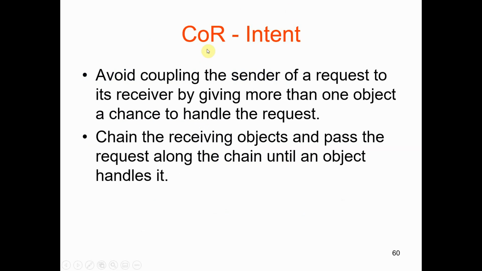Okay, let's see the chain of responsibility. First, let's look at the intent. Here, you try to avoid coupling the sender of a request to its receiver by giving more than one object a chance to handle the request. Usually when we send a request, you have a sender and then you have a receiver. So when we use a chain of responsibility, if you have multiple potential receivers and you don't know which one will actually take your request, then you can use the chain of responsibility.